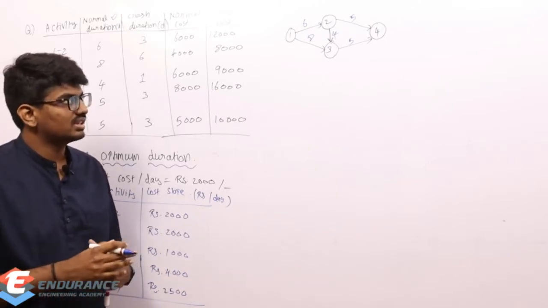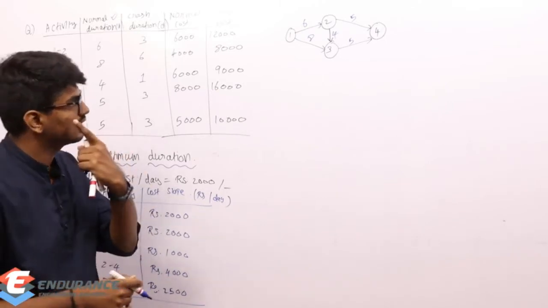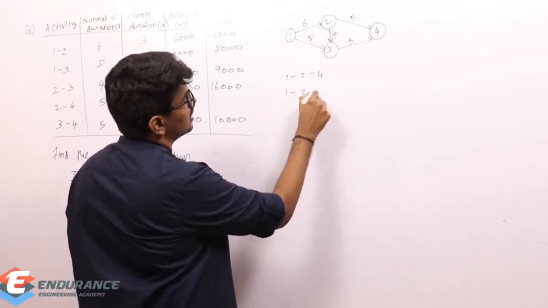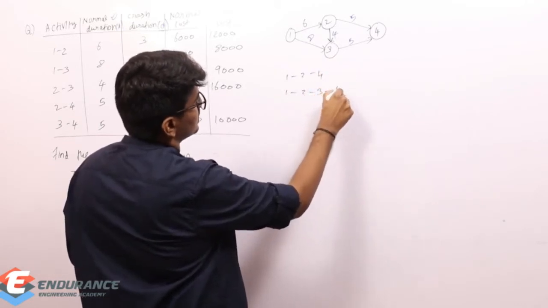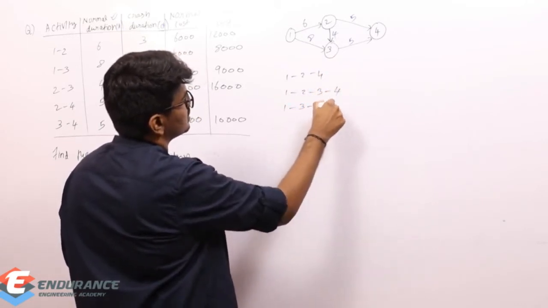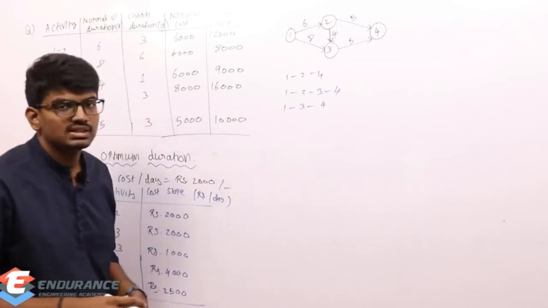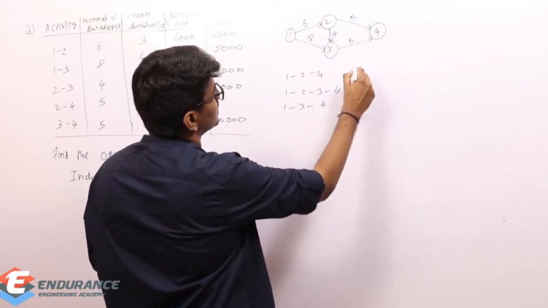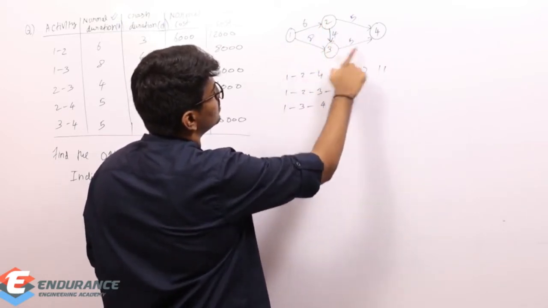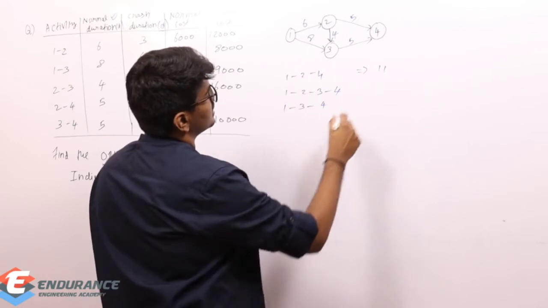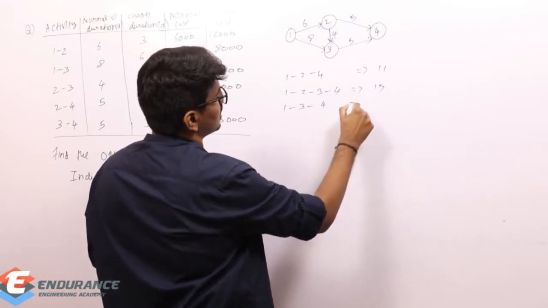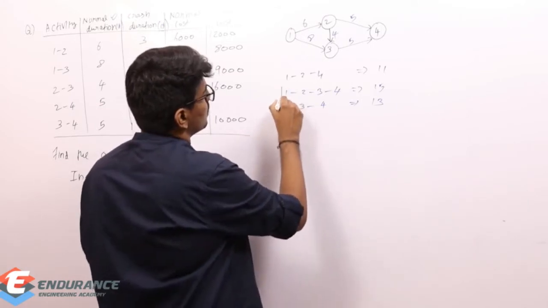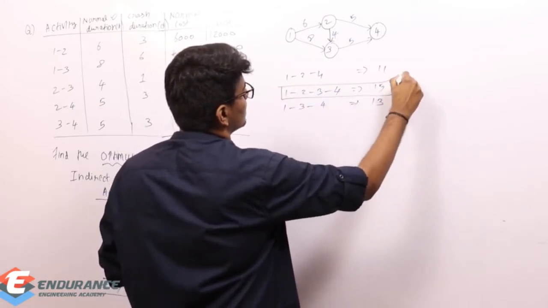The third step is to find the critical path. What are the different paths available? 1, 2, 4 is one path, 1, 2, 3, 4 is another path, and 1, 3, 4 is another path. So totally 3 paths are there. What about the duration? 1, 2, 4 is simply 11. 1, 2, 3, 4 is 15. 1, 3, 4 is 13. So what is my critical path? 1, 2, 3, 4 is my critical path.